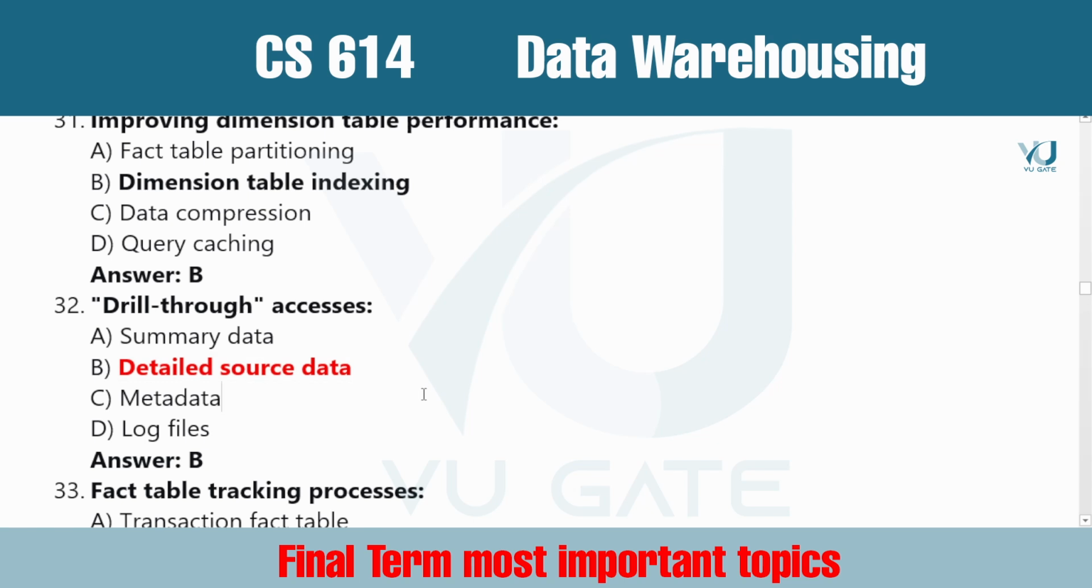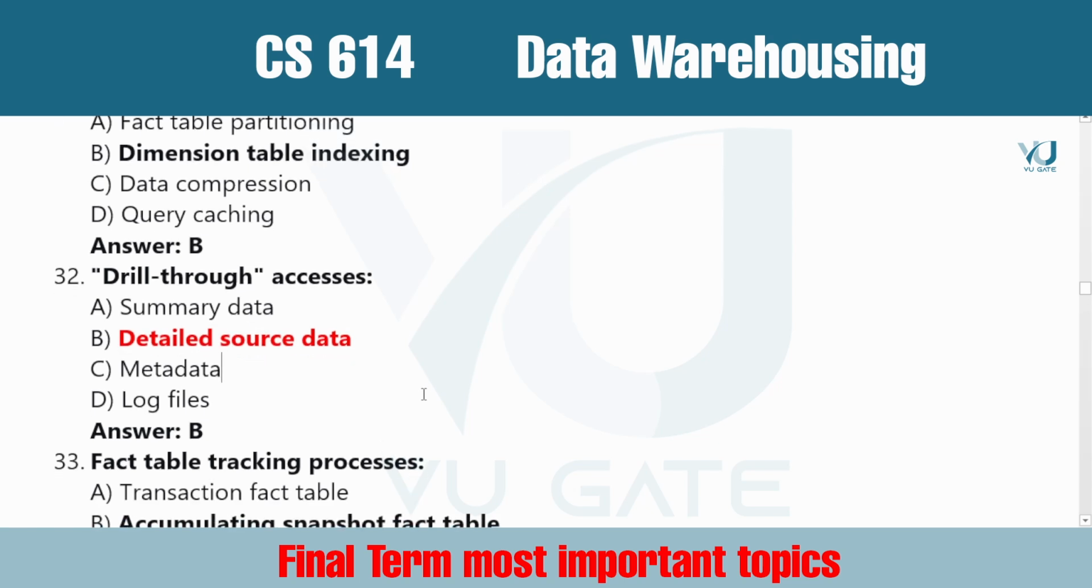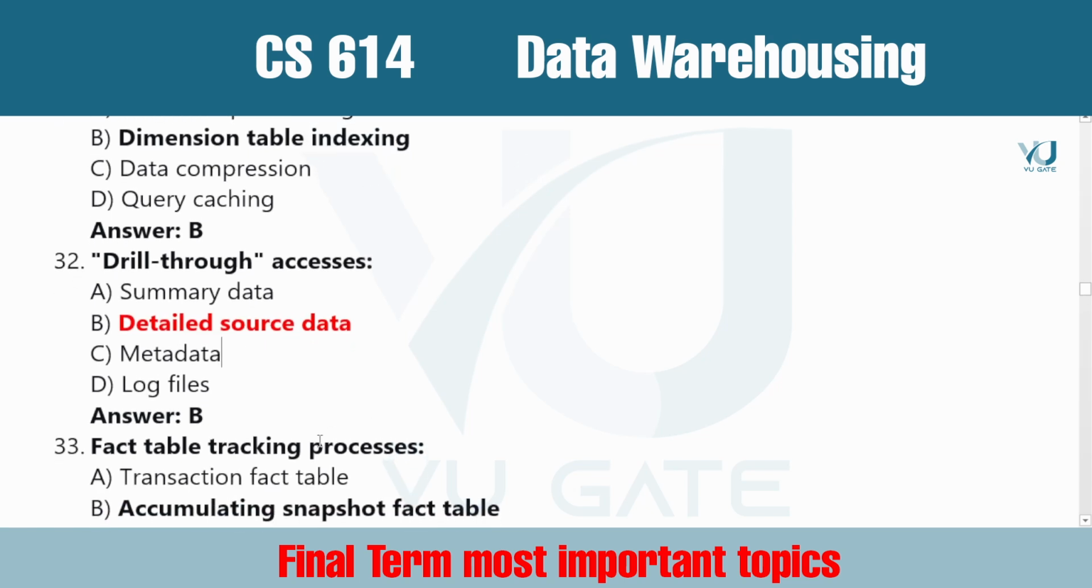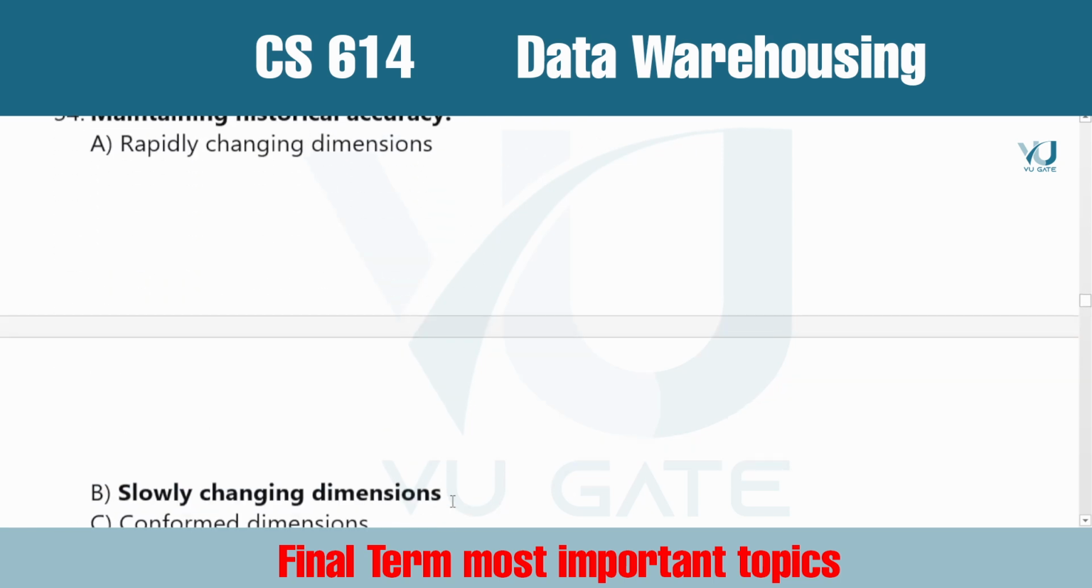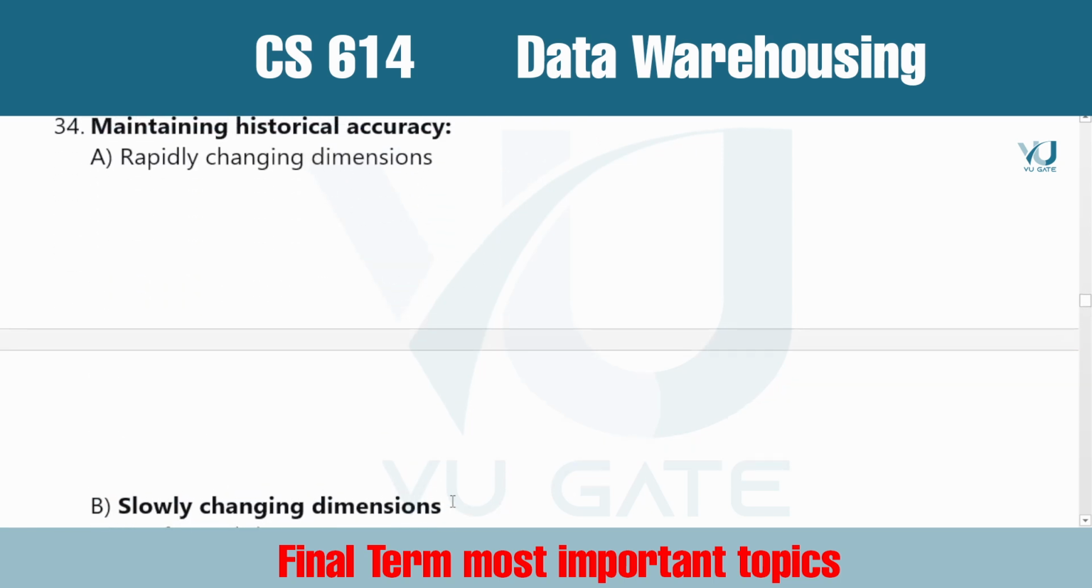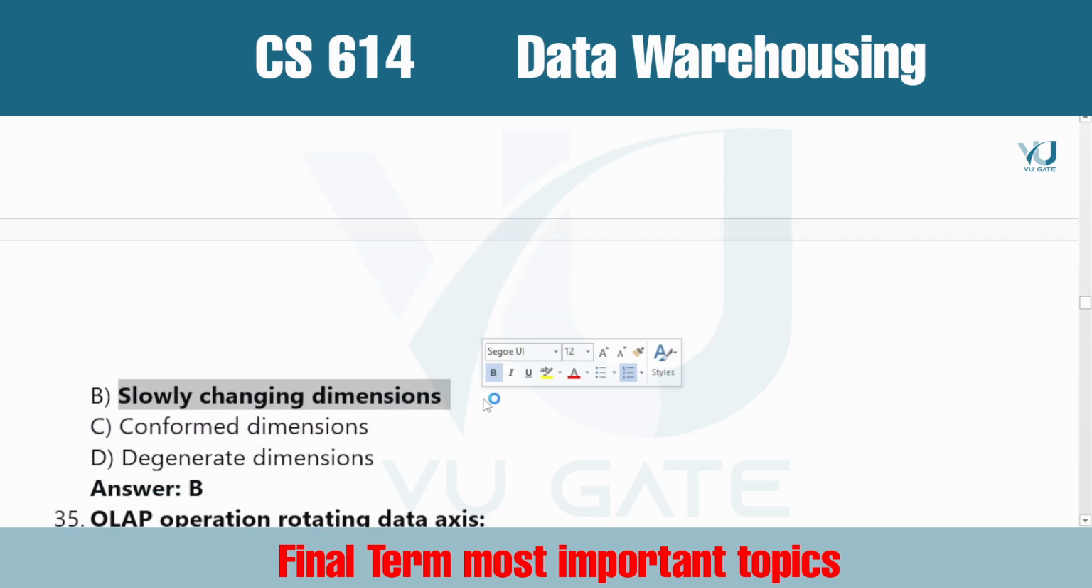Question 33. Fact table tracking processes. The correct answer is option B, accumulating snapshot fact table. Question 34. Maintaining historical accuracy. The correct answer is option B, slowly changing dimensions.